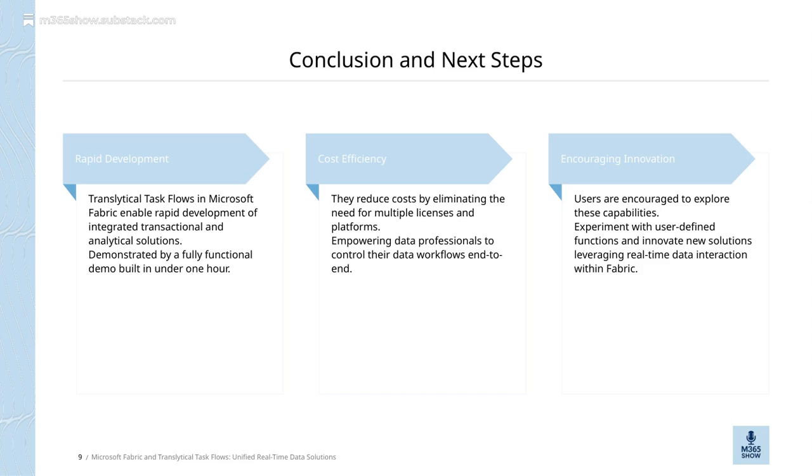When it comes to development speed, translytical task flows in Microsoft Fabric really shine. They enable rapid development of solutions that combine transactional and analytical capabilities seamlessly. For example, in our demo, a fully functional solution was built in less than an hour. That's a testament to how powerful and efficient this approach can be. So I urge you to dive in, experiment, and see how these tools can transform your data projects, making them faster, more cost-effective, and more innovative.